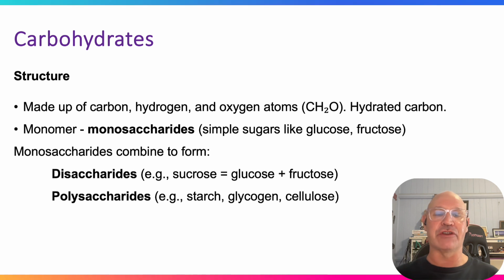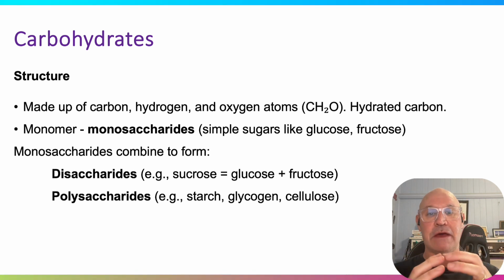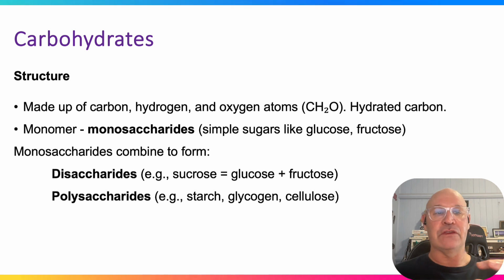First of all, with carbohydrates, they're made up of carbon, hydrogen, and oxygen atoms. And it's in this ratio here. So for every carbon, we've got H2O, so water. So the name carbohydrate comes from hydrated carbon. So it's carbon and water. The building block of carbohydrates is called a monosaccharide. So this word monomer, you're going to see for each one of these macromolecules. The monomer is the single building block. So in carbohydrates, that single building block is called a monosaccharide. Mono being singular, saccharide being sugar.